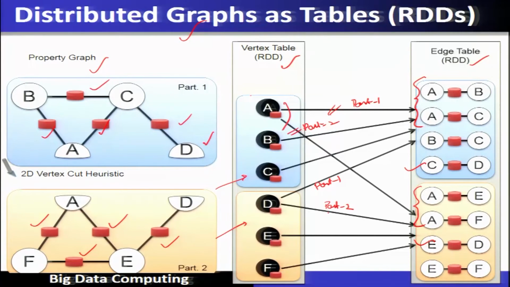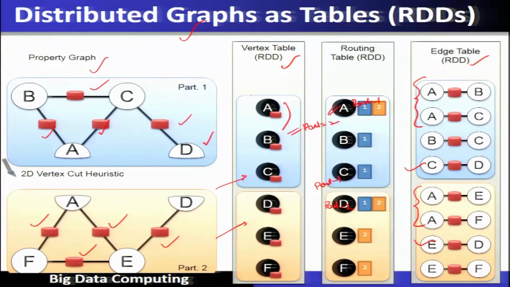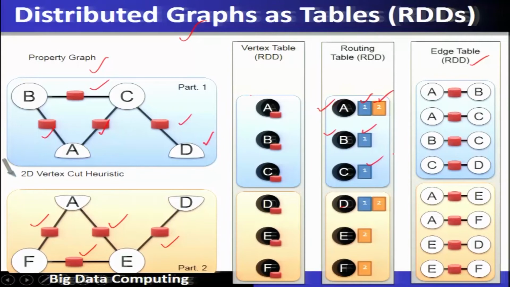So, some of these vertices are required to communicate in all the parts where the edge table is being stored, and some of the nodes are required to communicate with a single part. Therefore, a routing table will capture this information, and this is shown over here: node A has to communicate with part 1 and part 2, B has to communicate with part 1, C has to communicate with part 1, and D has to communicate with both the parts, and so do E and F.